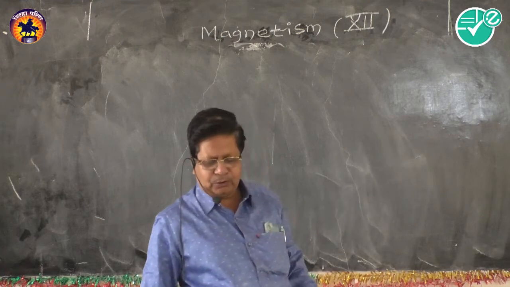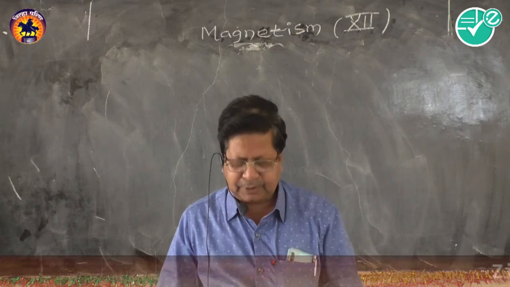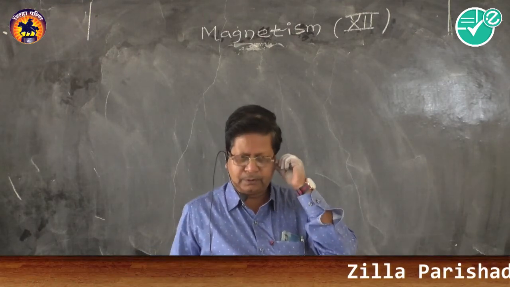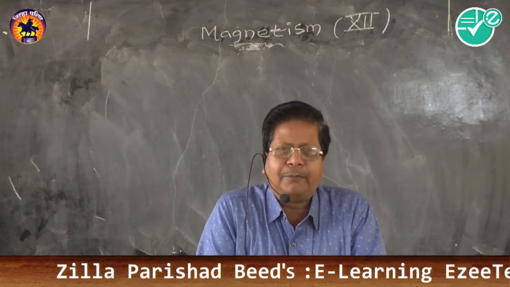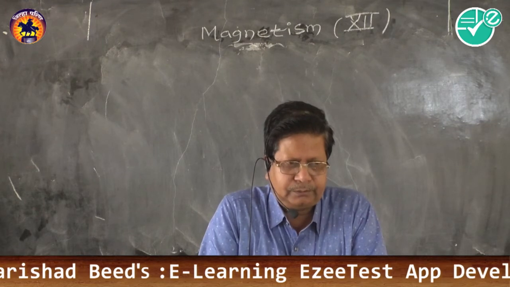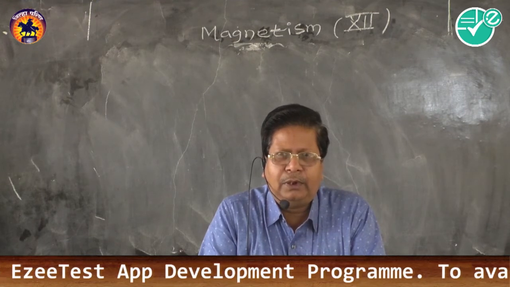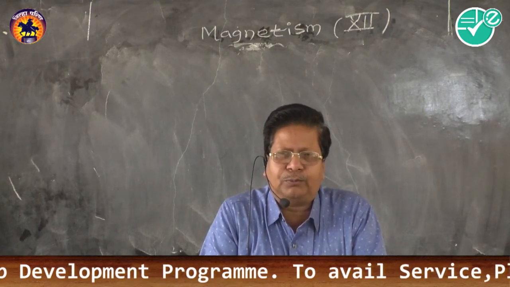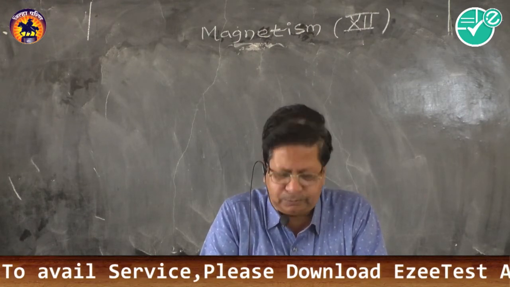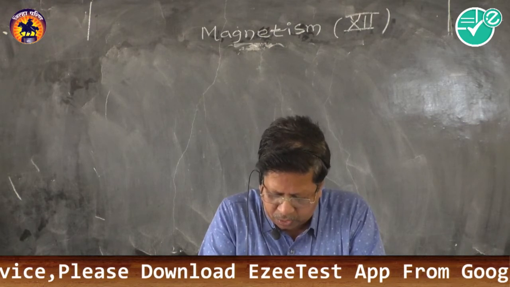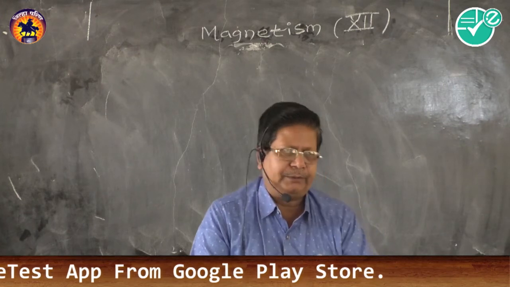Then our next MCQ is: if a diamagnetic substance is placed near the bar magnet, then what happens? It will be attracted by the North Pole, it will be repelled by the North Pole, it will be repelled by the South Pole, or it will be attracted by both poles of the magnet.